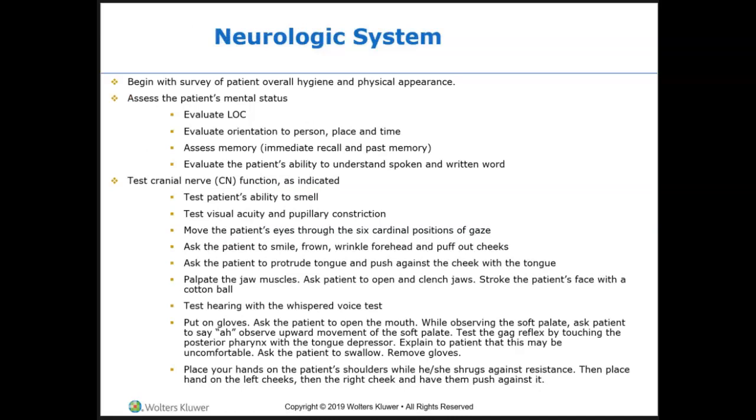Neurological assessment, again, follow along in your book. Assist the patient in the supine position. Begin with surveying of the patient's overall hygiene and physical appearance. Assess the patient's mentation status or their mental status. You're going to evaluate their level of consciousness, evaluate their orientation to person, place, and time. You're going to assess their memory, their immediate memory. You're going to assess their short-term memory, and you're going to assess their long-term memory. Evaluate the patient's ability to understand spoken and written word.